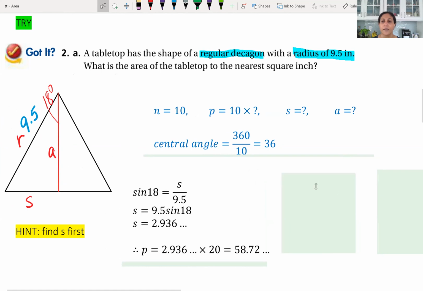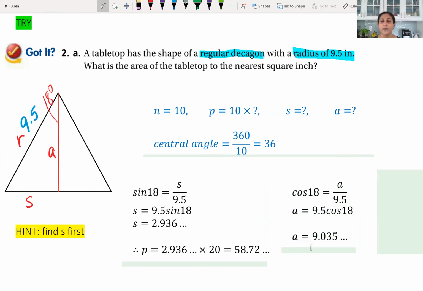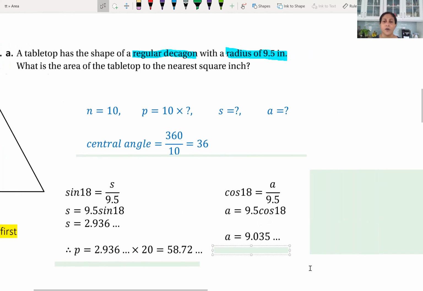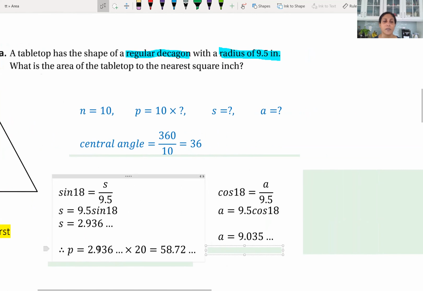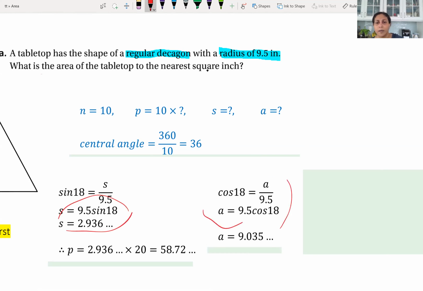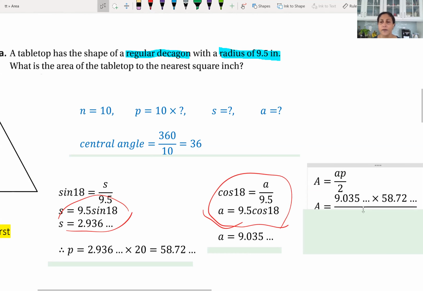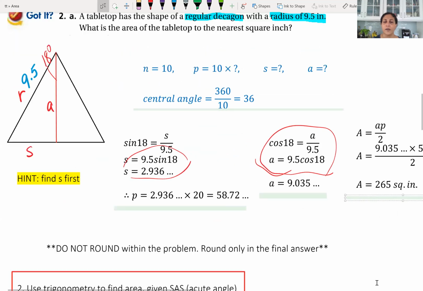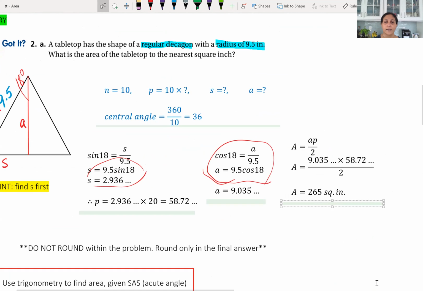And now we find the apothem. And again, you're going to get some long decimal. You're just going to use your graphing calculator and do this with all the decimal places. No rounding. I don't want to see any work. I'm just happy if you write down this part for me and you write down this part for me. I'm happy. And then you're going to put it in the area formula, and the answer is 265. Remember to not round within the problem, round only in the final answer.